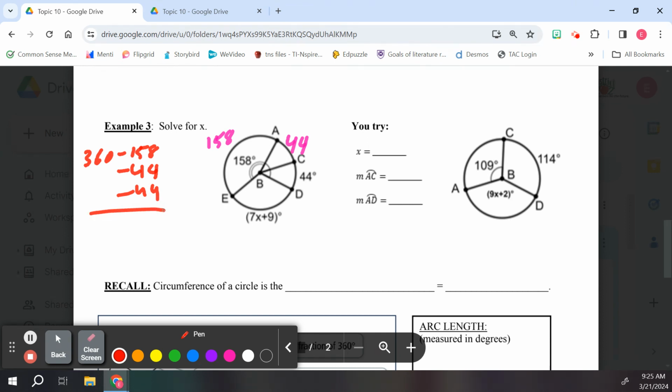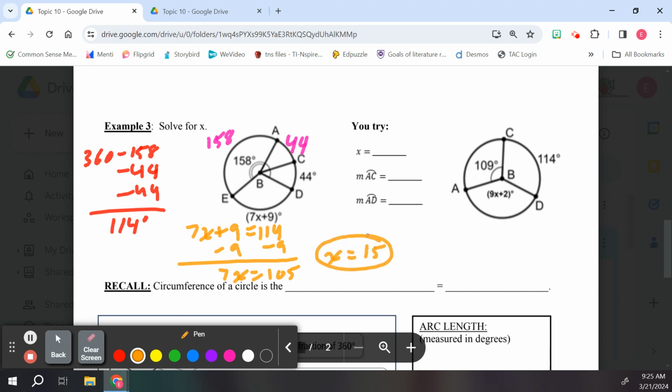And that gives me a total of, what did I get? I think 114 degrees. And then I'm going to take this and set it equal to 114. So 7x plus 9 equals 114. Subtract the 9. That leaves me with 7x equals 105. Divide by 7, I get x is equal to 15. Questions on that?